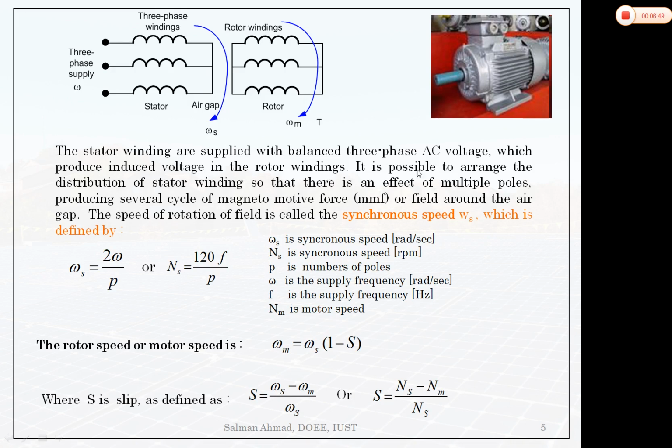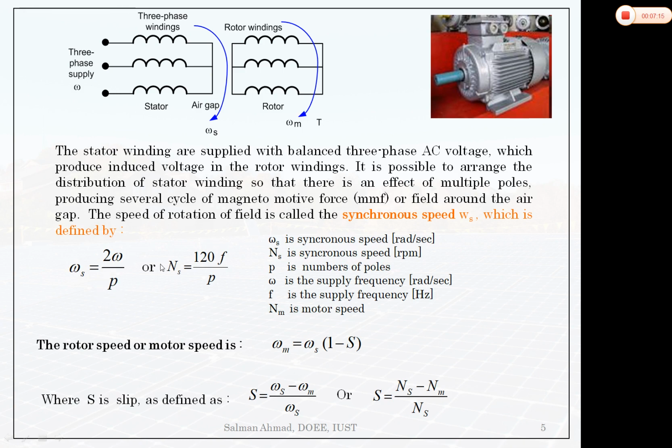It is possible to arrange the distribution of stator winding so that there is an effect of multiple poles, producing several cycles of MMF or field around the air gap. The speed of rotation of field is called synchronous speed. So synchronous speed is defined by 2 omega upon p. Omega is the supply frequency in radian per second. P is the number of poles.